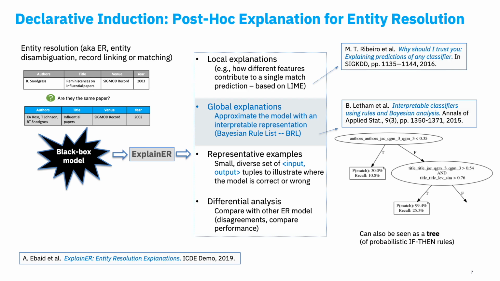Otherwise, we need to go down the tree and apply the next rule, checking additional conditions on titles, which, if true, lead to a prediction of a match with probability 99%. If not, then we need to go check another rule, and so on. As you can see, this gives a pretty good explanation of how the model behaves globally for any input pair of records.